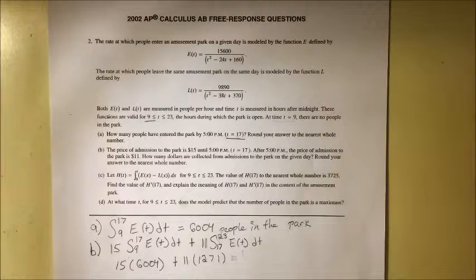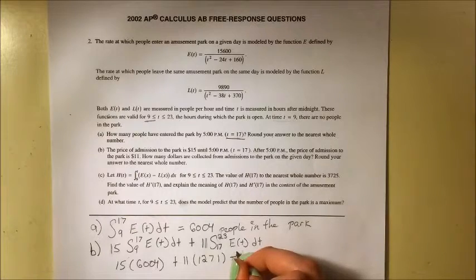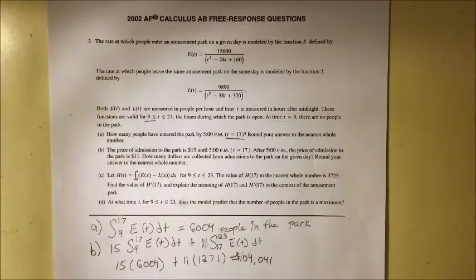And now it's simply an algebraic problem that you can solve with your calculator as well. And in doing so, you get 104,041. And make sure you add the units, which is dollars. Now part B is only worth 1 point, and it's actually only given for having the correct setup.